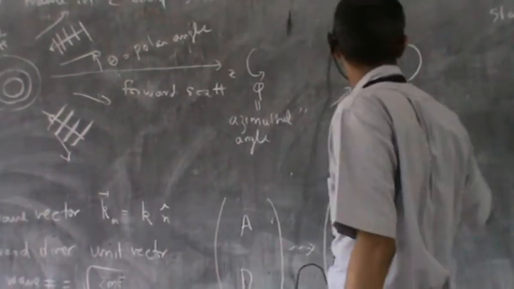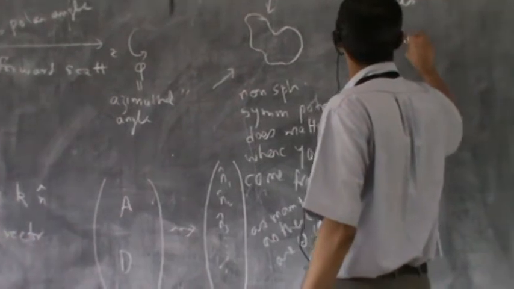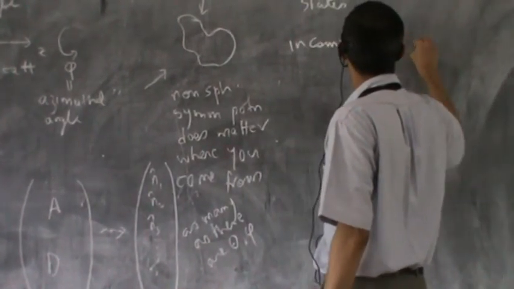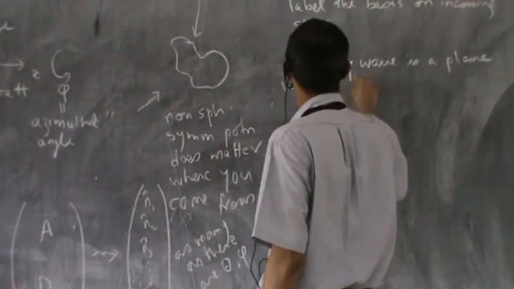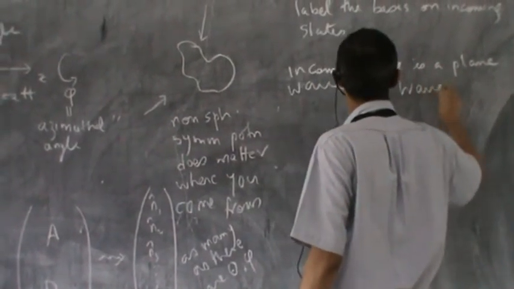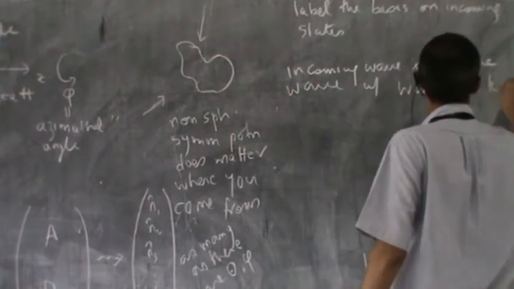So, incoming wave is a plane wave with wave vector k n hat.